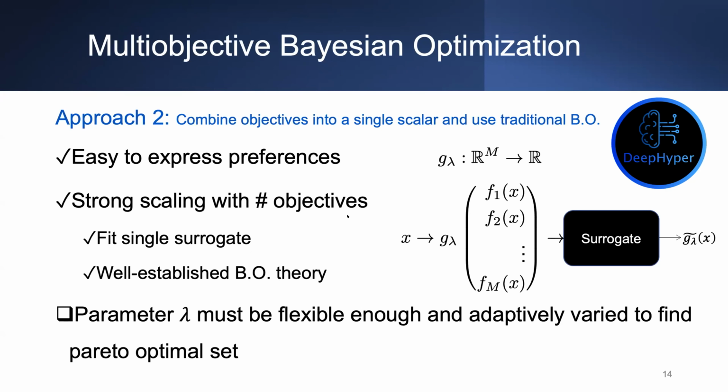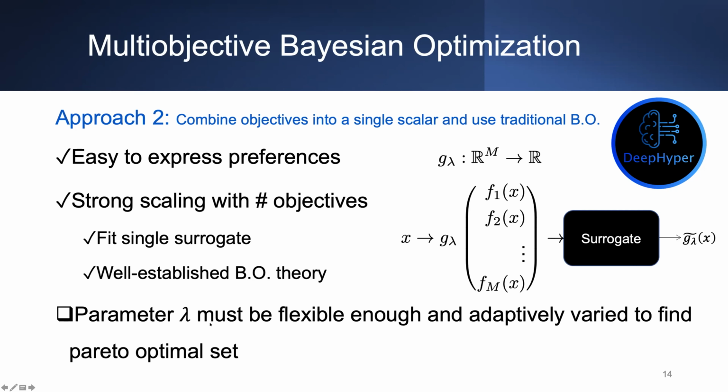The second approach is to combine these different objectives into one single scalar, and then you can use traditional Bayesian optimization theory. So you say, okay, I'm going to take all my different objectives and lump them up into one scalar. I'm going to fit a traditional surrogate model, which can be your favorite surrogate model, and then you do Bayesian optimization as before. The advantage here is that you can easily express your preferences, because you can now say how exactly you're going to combine these objectives. It also scales very well with the number of objectives, because you're only fitting a single surrogate, and you can also use well-established theory.